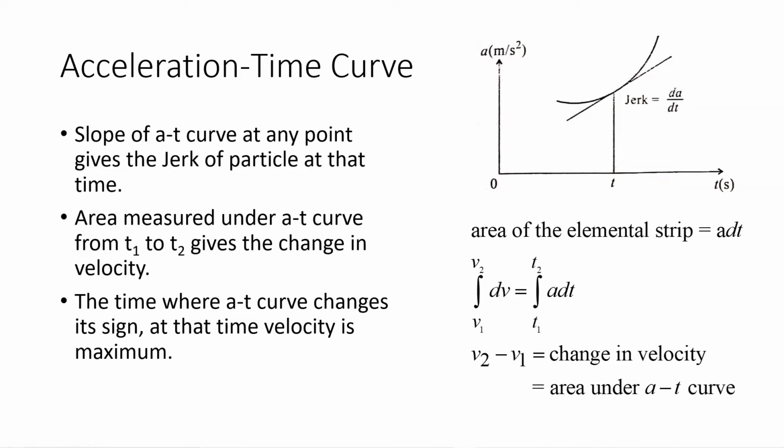In the case of the acceleration time diagram, if you consider a point and take the slope at that point, that will be dA by dt and it gives jerk. And we had also seen this part: change in velocity is equal to area under the AT curve.